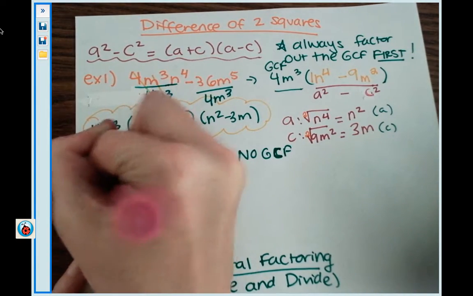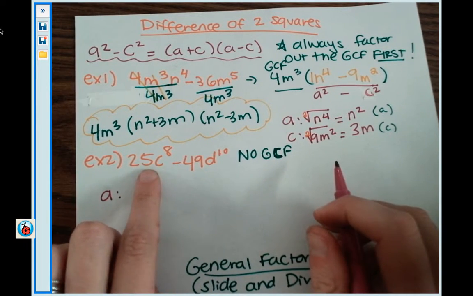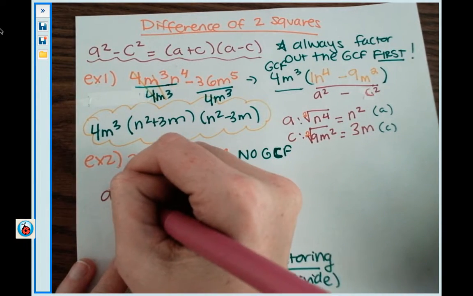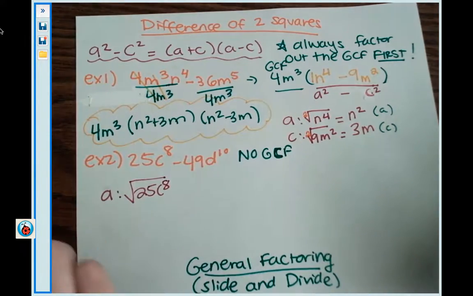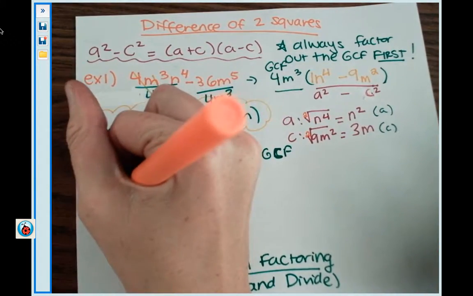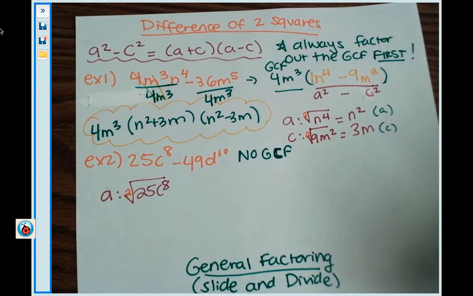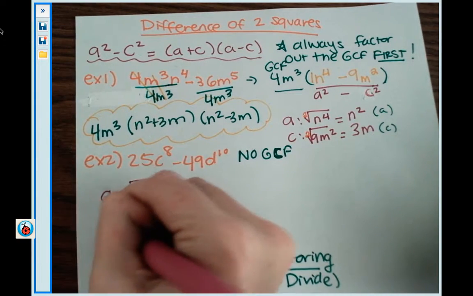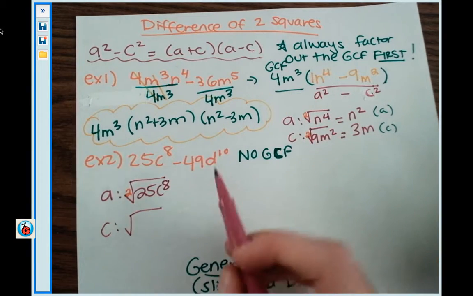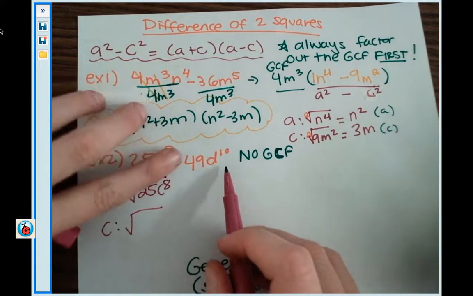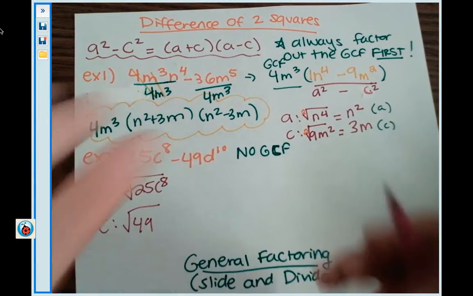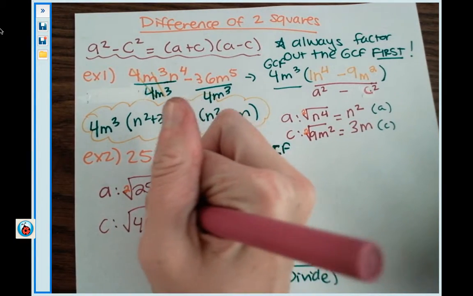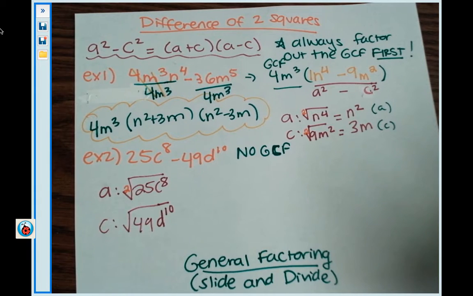All right, guys, so for our a value, I'm going to take the very first term, which is 25c to the 8th, and I'm going to square root that thing. Which, remember, you guys, even though we don't write it, there's secretly a 2 in the index, so be careful. And then the c value, I'm going to square root the second term, which, remember, you ignore the negative when we do this. So we're going to do 49d to the 10th. And remember, there's secretly a 2 in here.